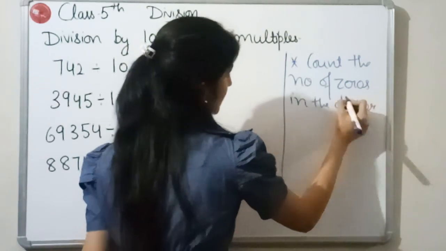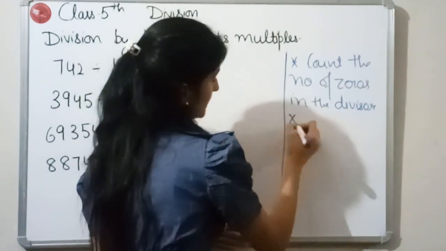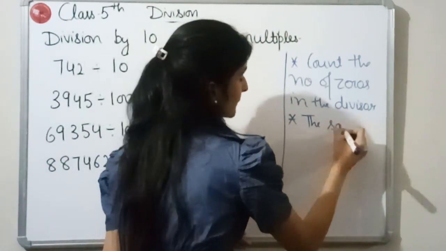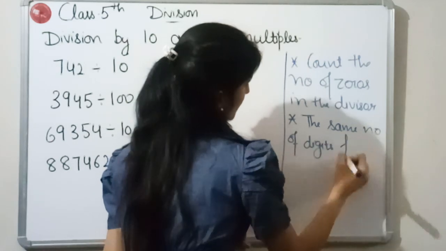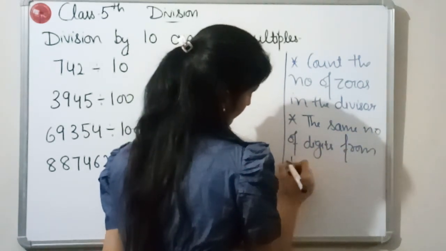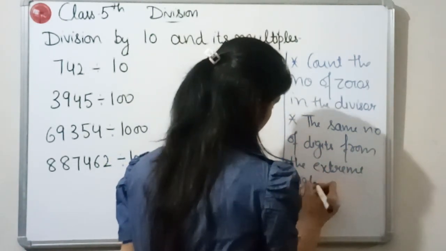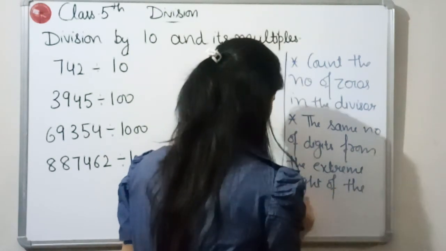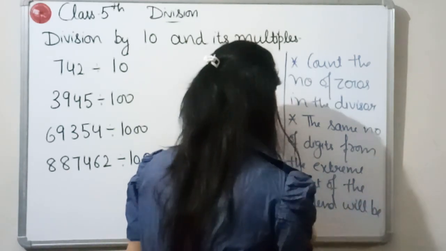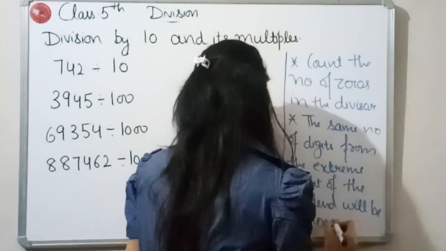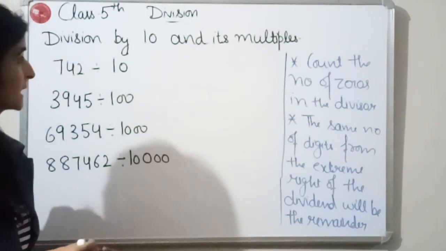Whenever we are dividing by 10 and its multiples, firstly we have to count the number of zeros in the divisor. After that, the same number of digits from the extreme right of the dividend will be the remainder. So there are two steps for dividing any number by 10 and its multiples.